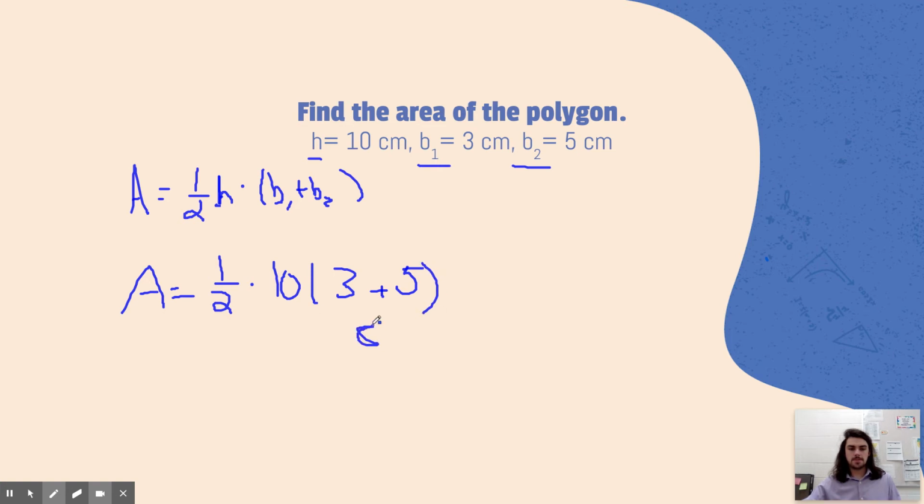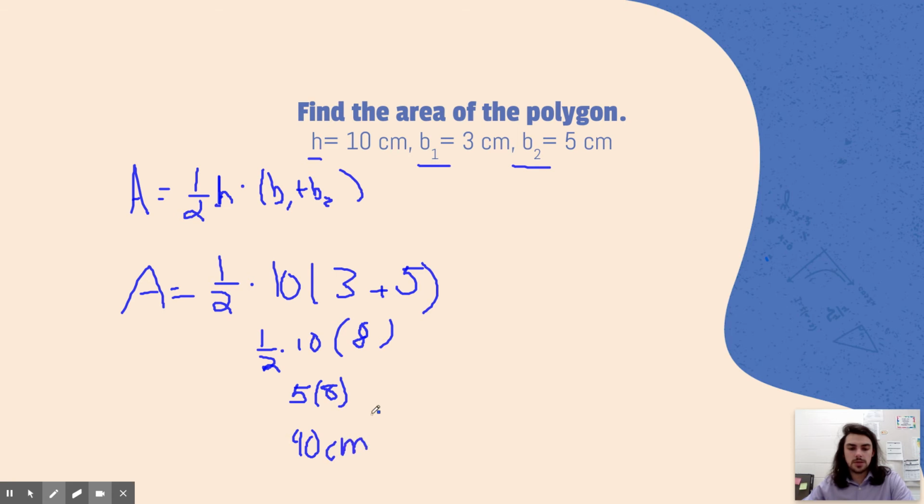3 plus 5 is 8. Times 10 times 1/2. 1/2 times 10 is 5. 5 times 8 is 40. And then I have to tack on my centimeters squared. Easy enough? I think so. I hope so. I mean, if this isn't easy, I don't think you can.